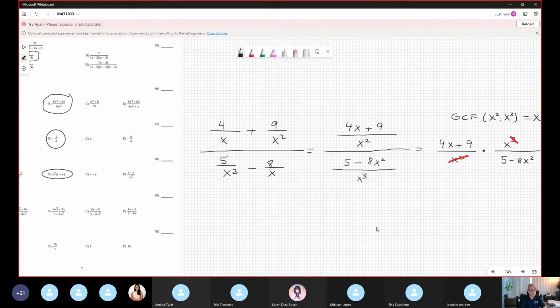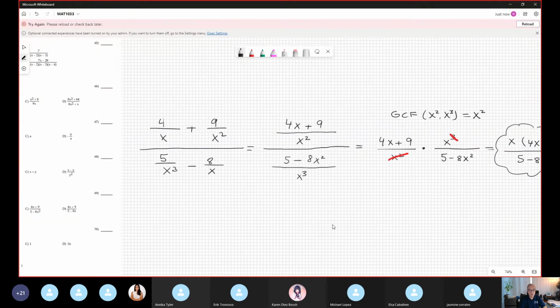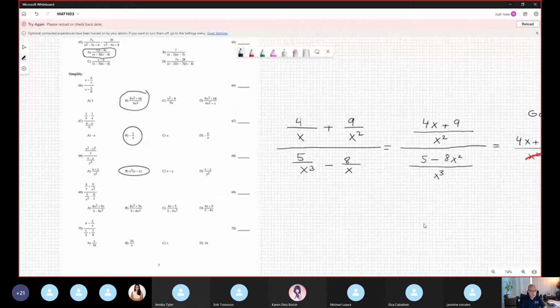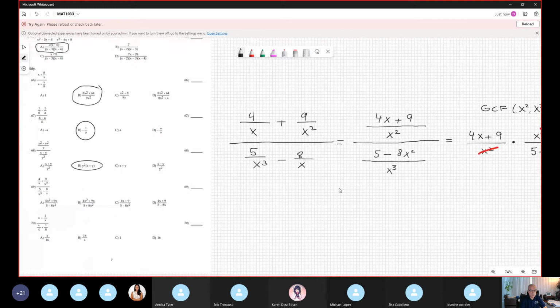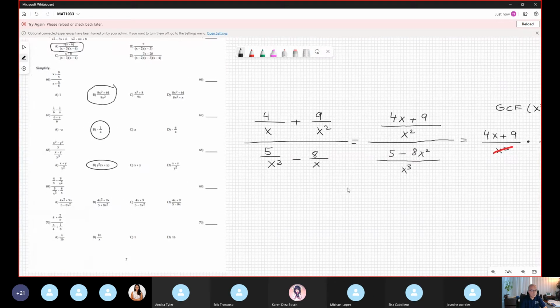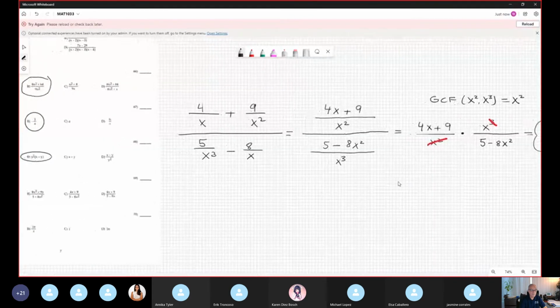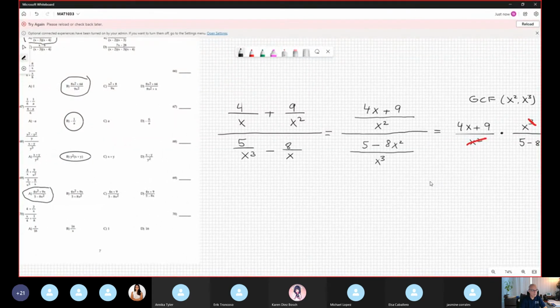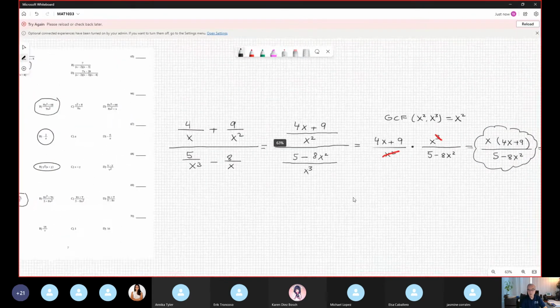Let me see. It's 5 minus 8x squared. Okay, it's option 8. Option 8 is 4x squared plus 9x. Let me check. Yeah, the bottom is 5 minus 8x squared. Super cool.